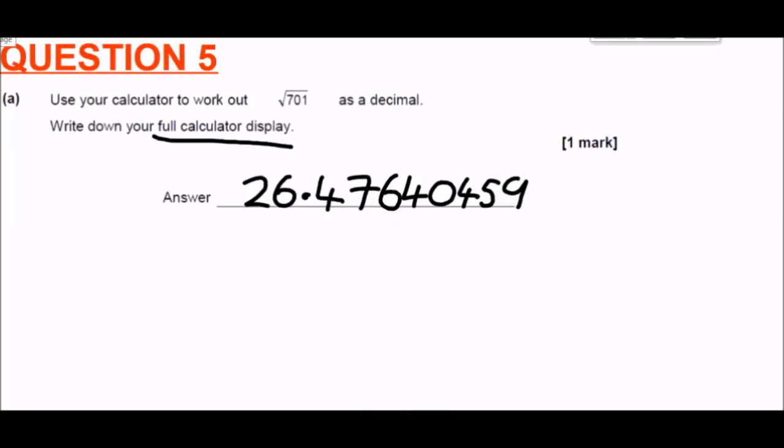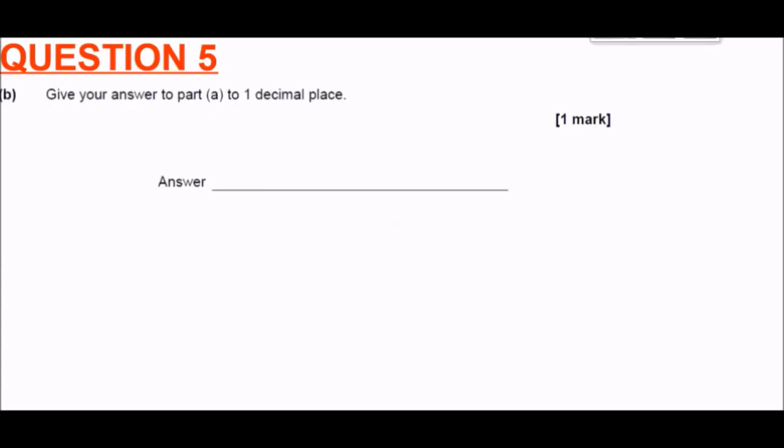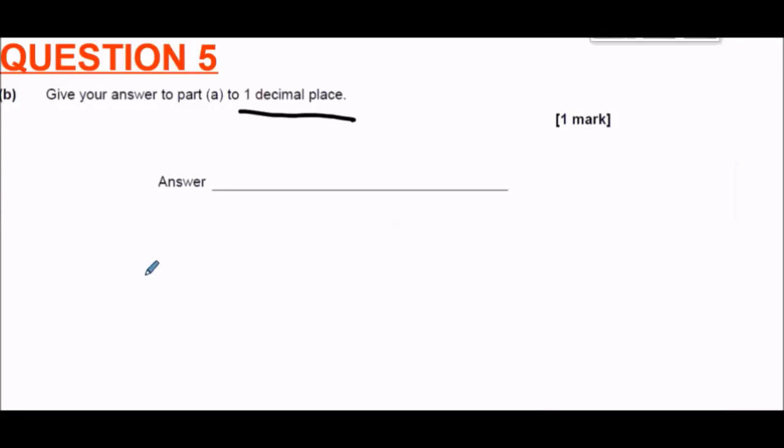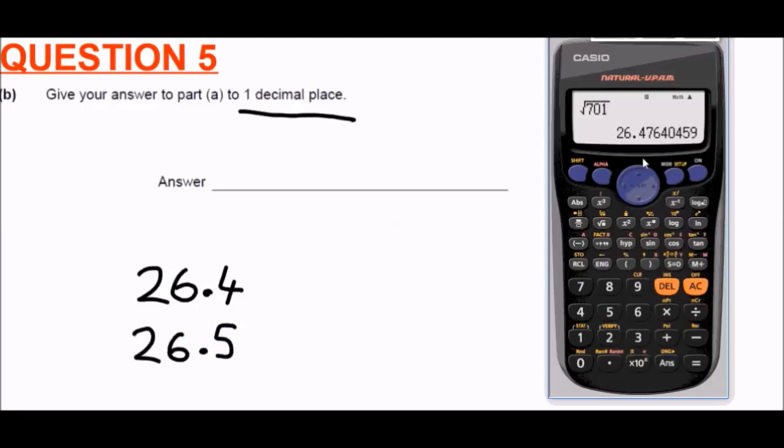For 5b, we do have to do a bit of thinking because now it's asking for it to be rounded to 1 decimal place. 1 decimal place just means in plain English we want to keep just one number after the dot. And so we know now that the answer is either going to be 26.4 or it's going to be 26.5. Is it going to be 0.4 or 0.5? The deciding digit is the digit immediately to the right of the one we're rounding.